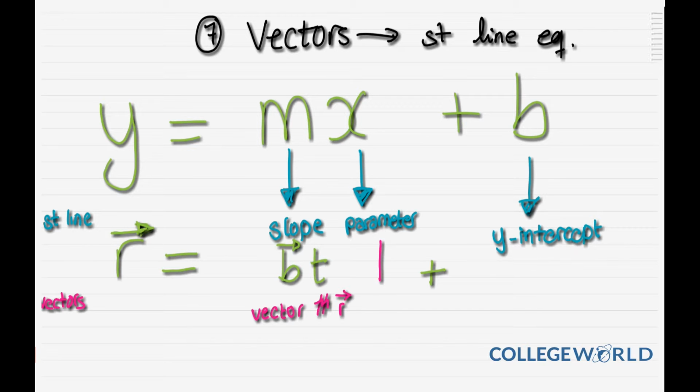So we have vectors. This is our vector. This has to be parallel to r. This is our parameter again. And then we're going to add. And then instead of the y-intercept, we're going to have a position vector that r passes through.